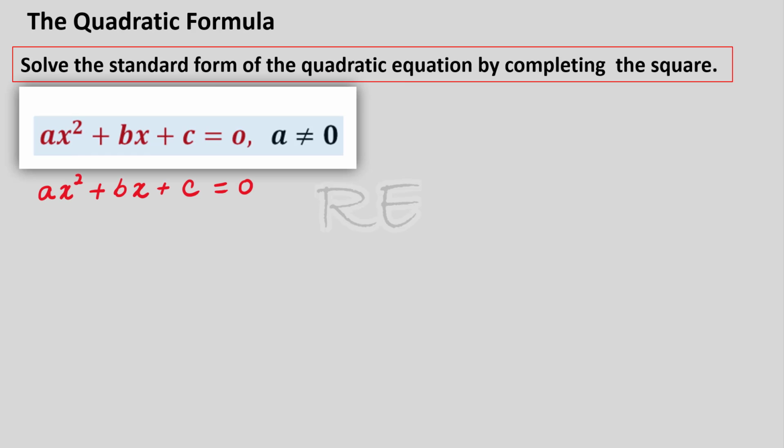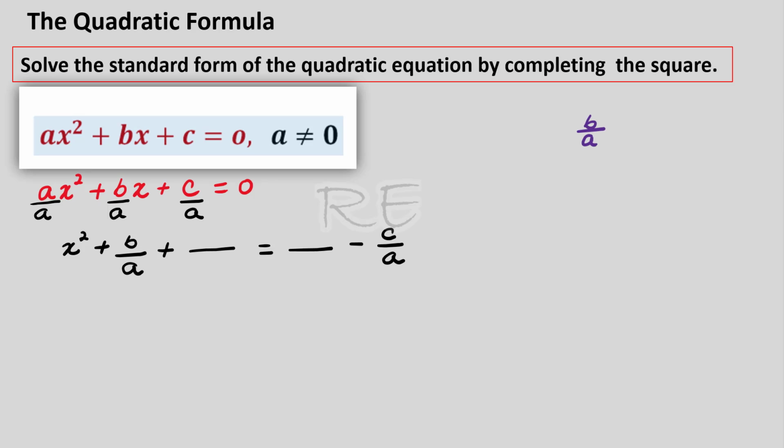Solve the standard form of the quadratic equation by completing the square. First, we're going to divide each term by a so that the coefficient of a is 1. x squared plus b over a x is equal to negative c over a.